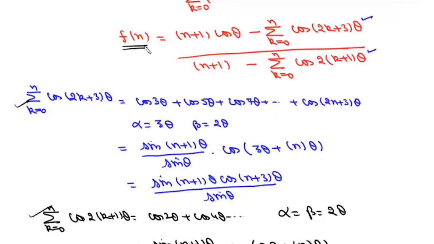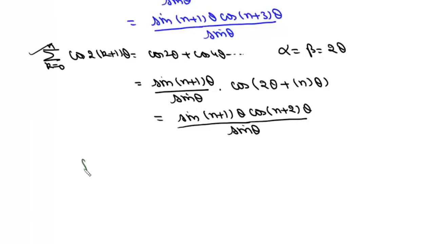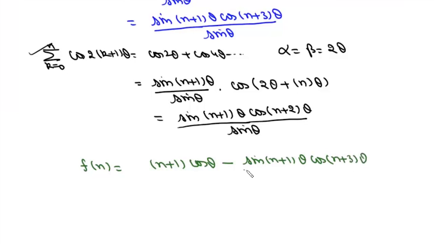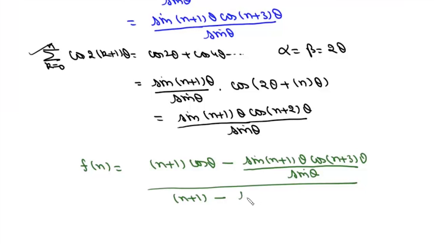So we can write this function f_n as (n plus 1) cos theta minus sine (n plus 1) theta cos (n plus 3) theta upon sine theta, divided by (n plus 1) minus sine (n plus 1) theta into cos (n plus 2) theta upon sine theta.